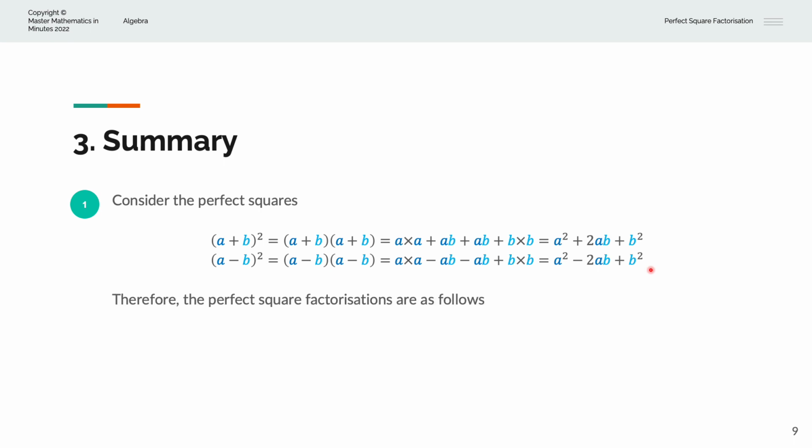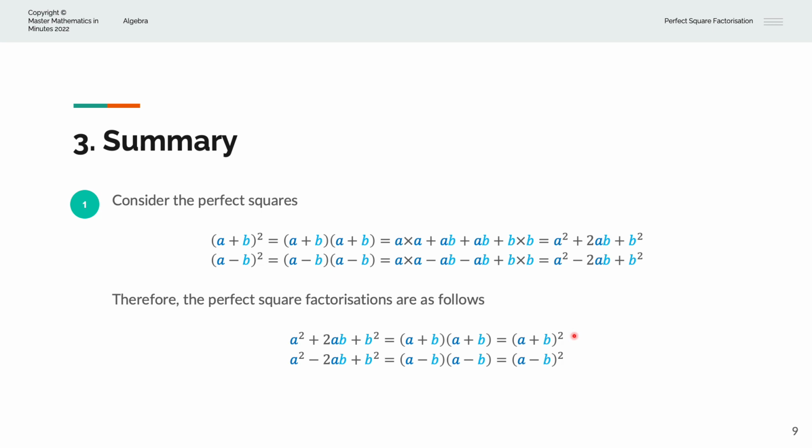Therefore, the perfect square factorizations are as follows. With a squared plus 2ab plus b squared, which is this term here, as being equals to a plus b multiplied by a plus b, being this term. And that is equals to a plus b entire thing squared, which is this term. So all we've done here is to rewrite this line backwards. And so when you're given this expression a squared plus 2ab plus b squared, you could factorize this to be a plus b multiplied by a plus b, and that equals to a plus b squared.